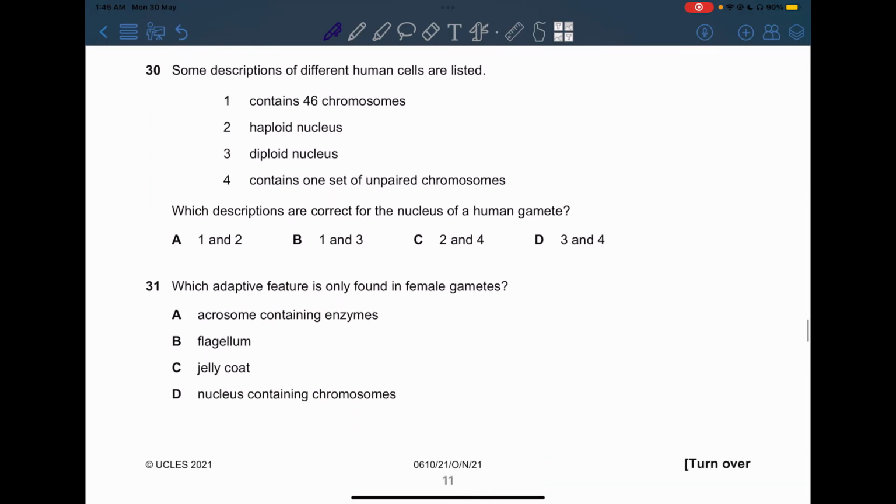So, number 30, some descriptions of different human cells are listed. Which descriptions are correct for the nucleus of a human gamete? Now, we know the nucleus contains 23 chromosomes because it's a haploid cell and not a diploid cell. So, haploid nucleus, we're going to be choosing that. And it also contains one set of unpaired chromosomes. So, our answer for this question will be 2 and 4, which is actually C.